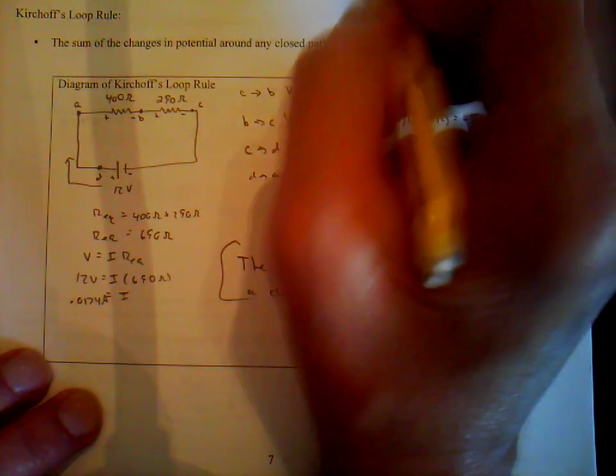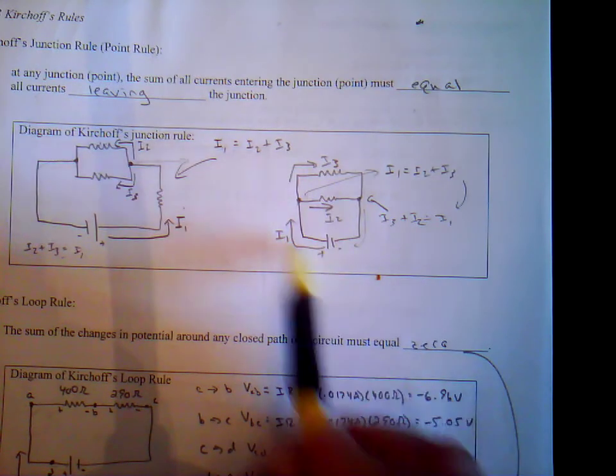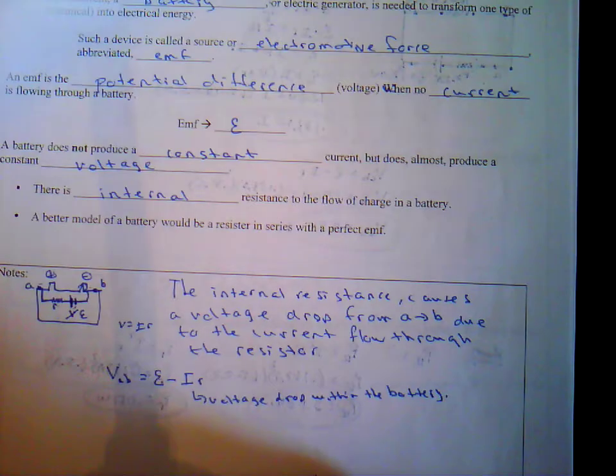In the point rule, all the currents going into a point must equal all the currents going out of the point. Sum of all currents going in equals sum of all currents going out. We're going to use those two rules to solve a more complex circuit. So let's take a look at this.